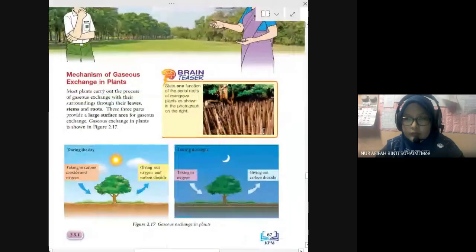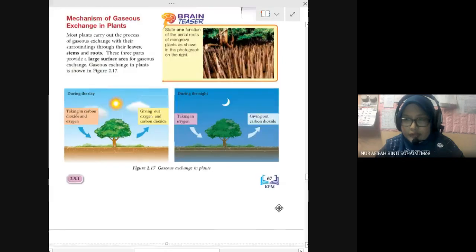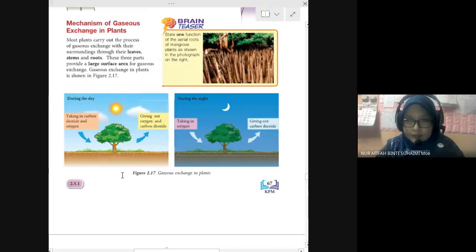Okay, gases exchange in plants occurs during the day and during the night also, both 24 hours. Respiration occurs 24 hours. Only photosynthesis occurs during the day. During the day, taking in carbon dioxide and oxygen, giving out oxygen. During the night, taking in oxygen, giving out carbon dioxide.